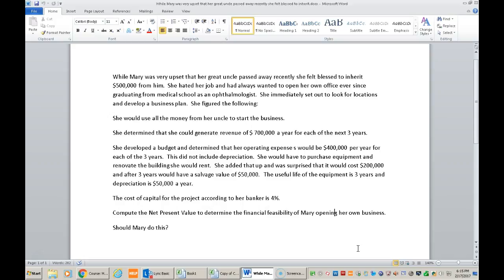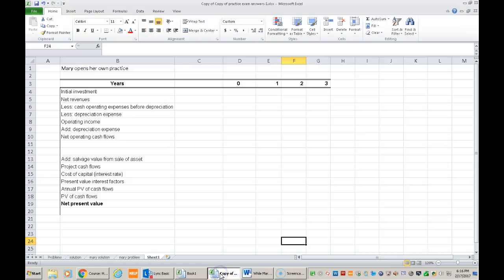The other important aspect is the cost of interest during this time period, and from her banker she learned that it's 4%. So what we want to do is figure out, does this make sense? In Excel, I created this shell, and we will populate the various important pieces of information.